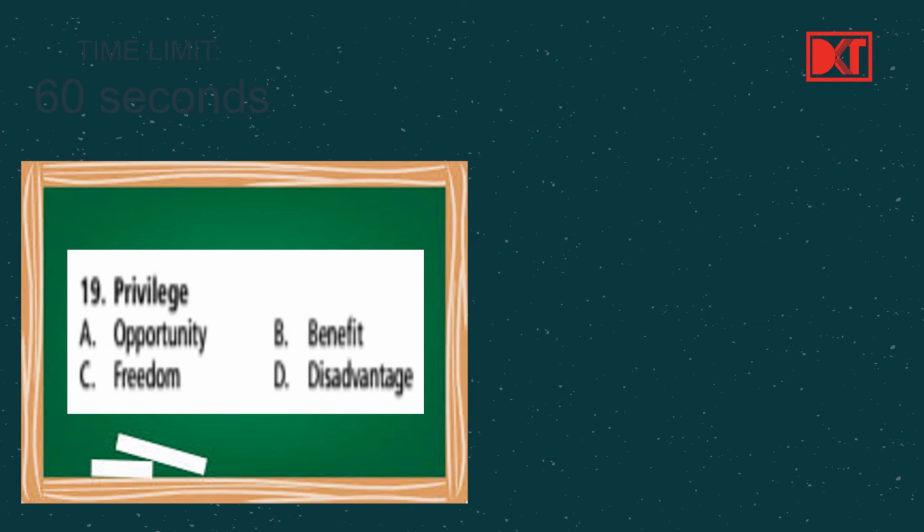Alright, the next word is privilege. Here the options are A. Opportunity, B. Benefit, C. Freedom, D. Disadvantage. Now here the antonym of privilege is disadvantage. Okay, disadvantage means not having the benefit of and not being able to take the advantage of, meaning some limitation or problem that you are facing.